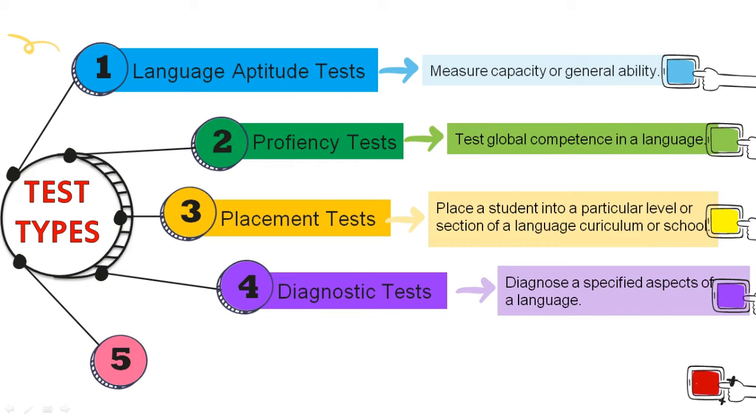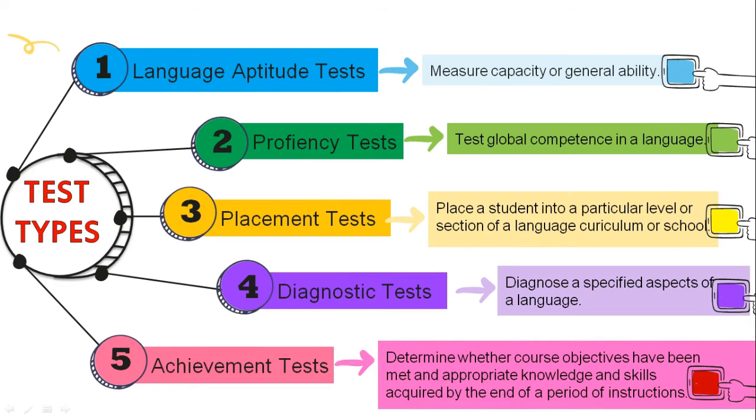The last one is the achievement test. This test aims to determine whether course objectives have been met, and appropriate knowledge and skills acquired by the end of a period of instruction. For example, mid-test and final test.